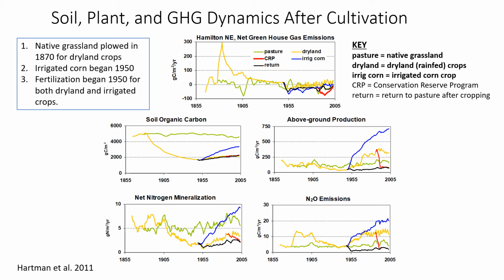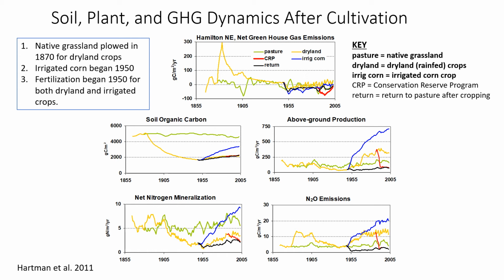Because of that boost in nitrogen mineralization at plow out, N2O emissions also go up. So you can see in the lower right graph, N2O emissions, the gold line shows a big increase in N2O emissions relative to the native prairie because of that increase in net nitrogen mineralization. And then N2O emissions decrease over time. But then when fertilizer is applied in 1950, N2O emissions go up in both the dryland crop and even more so in the irrigated corn.